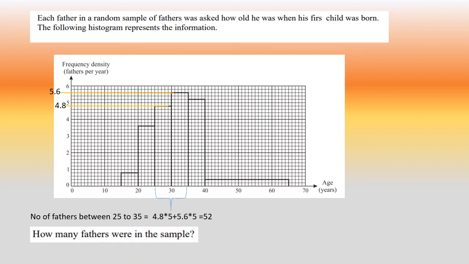Next question is, how many fathers were in the sample? How do you calculate? You have to calculate the area of each rectangle separately, and you have to add it. So in other words, the area of the rectangle is equal to the frequency. By adding up the area of each rectangle separately, you can find out how many fathers were in the sample.